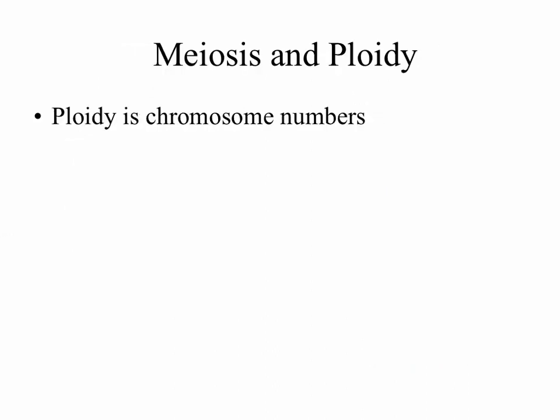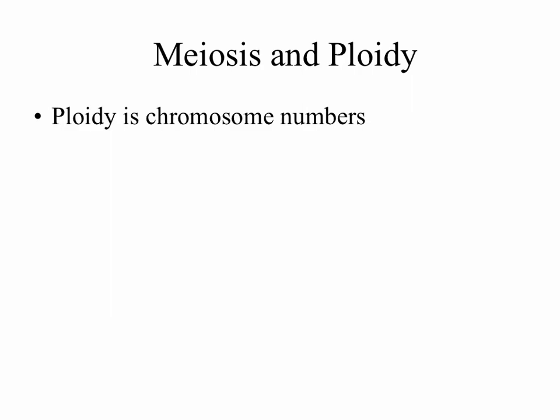One particularly important concept when talking about meiosis is ploidy. Ploidy is the number of chromosomes found inside of a cell. We are going to talk about two types of ploidy, haploid and diploid.